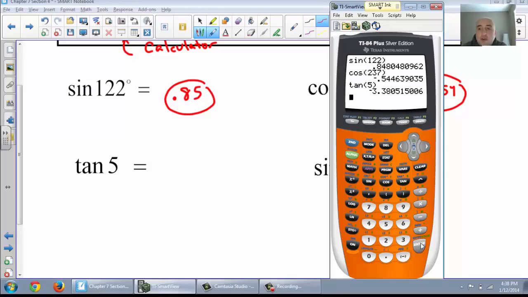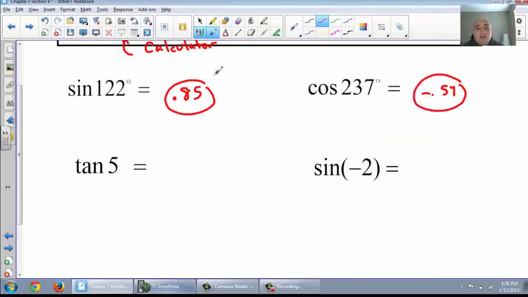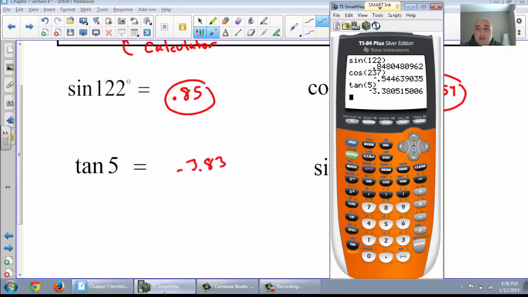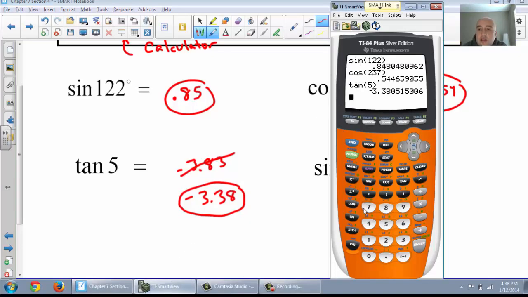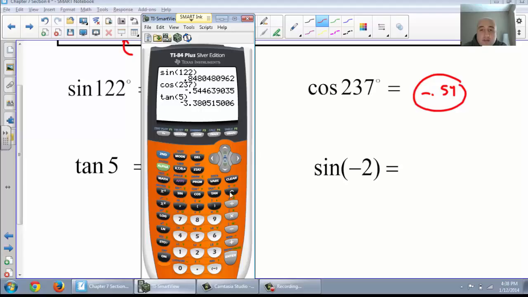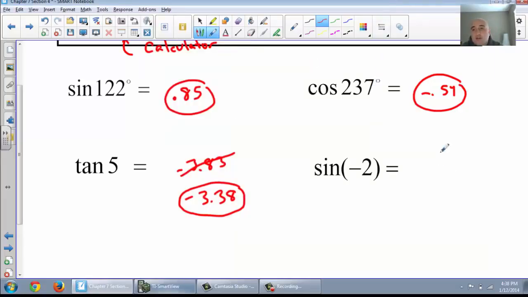Okay, negative 3.83. Let's just double check that. Oops, I had it backwards. It is negative 3.38. Okay, the second one now is sine of negative 2. Don't get confused. It does not have a degree symbol, so we're still in radians. So this one says sine of negative 2 radians. Answer is negative 0.91.